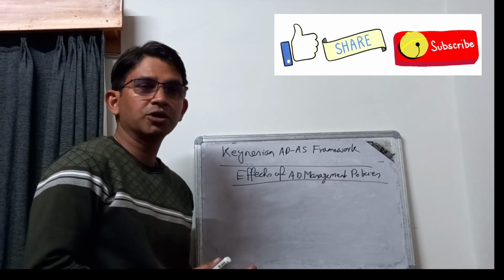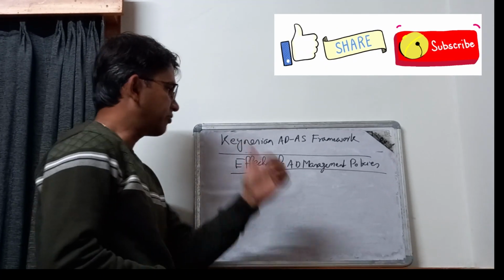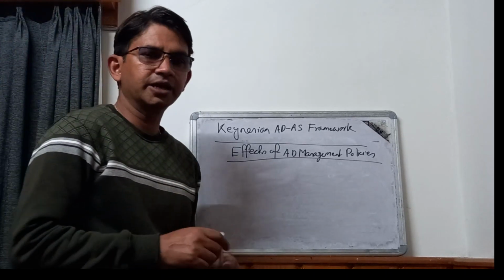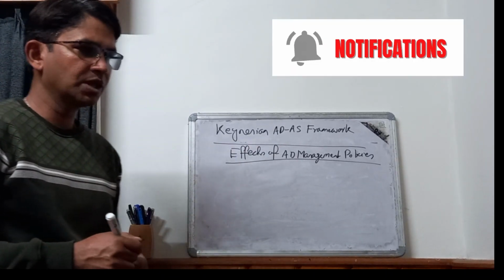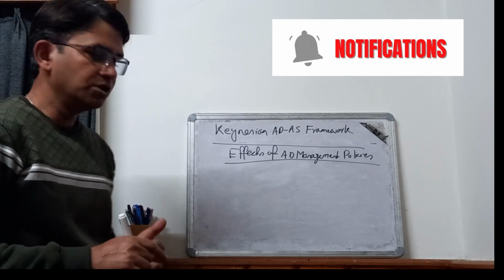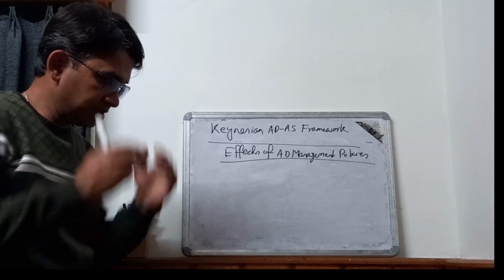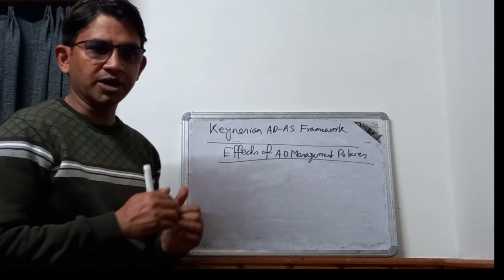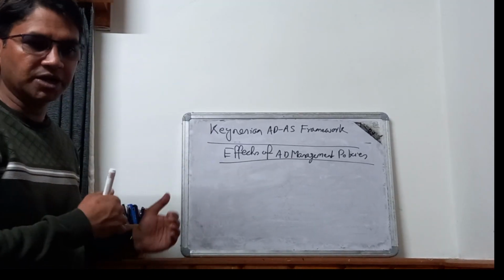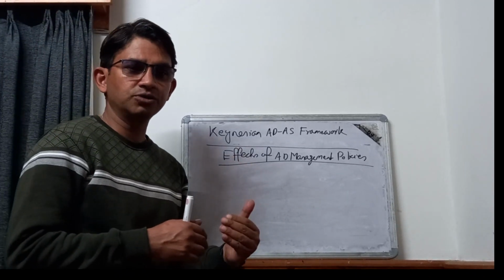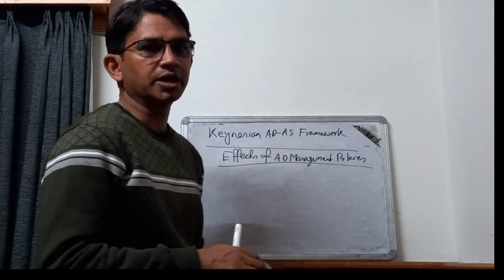Today our topic of discussion is the effects of aggregate demand management policies in the Keynesian aggregate demand-supply framework. So far we have always considered the IS-LM framework. That means we considered only the commodity and money markets, so only the demand side. Now we will introduce the supply side also, that represents the factor market.